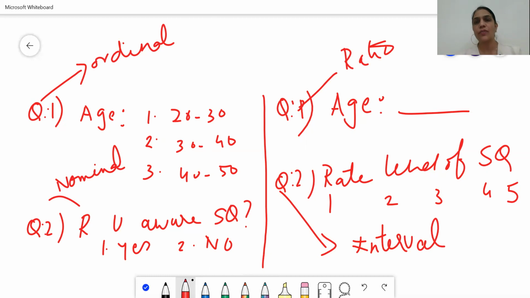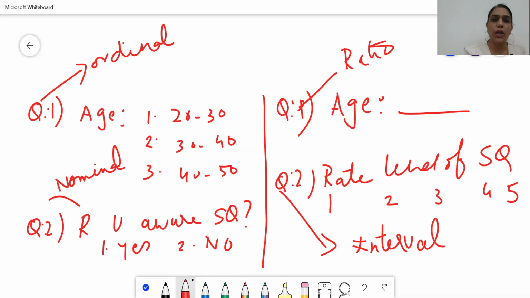As a researcher, you have choice whether you want to use the first set of questions or the second set of questions. If you are going for the first set of questions, then both the questions are ordinal and nominal. That means these are categorical questions. And if you are going for the second set, then it is ratio and interval based. So ratio and interval based questions mean it is a scale question.